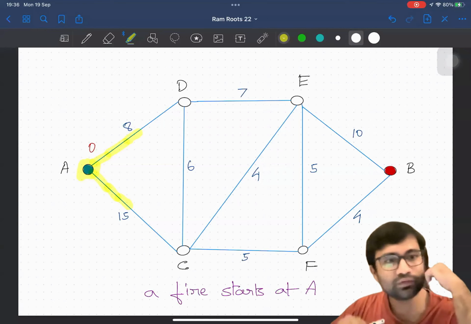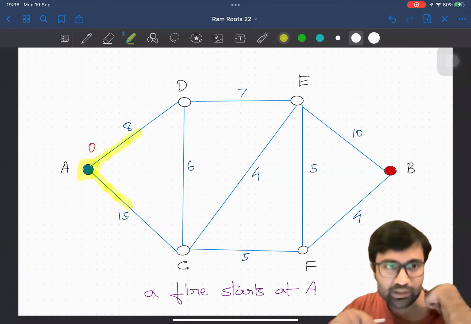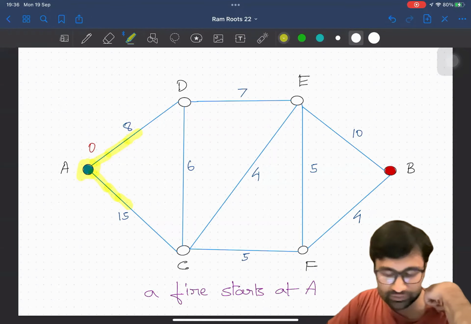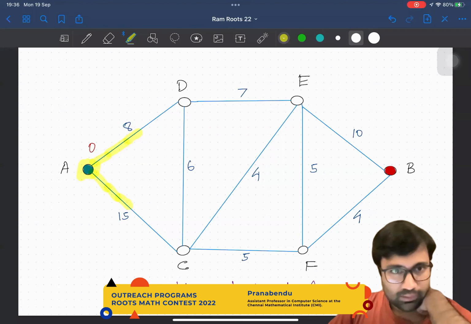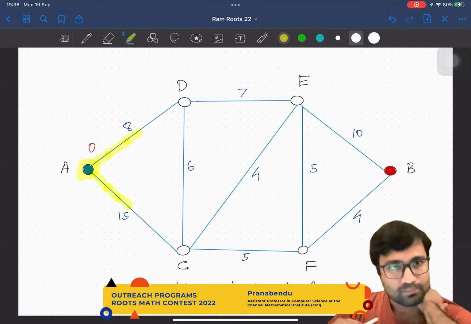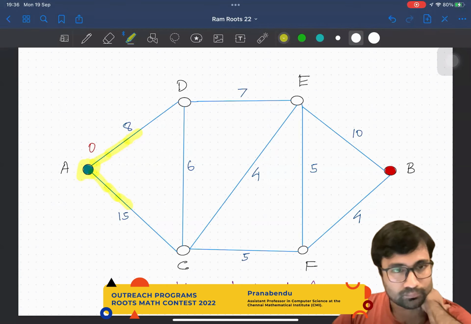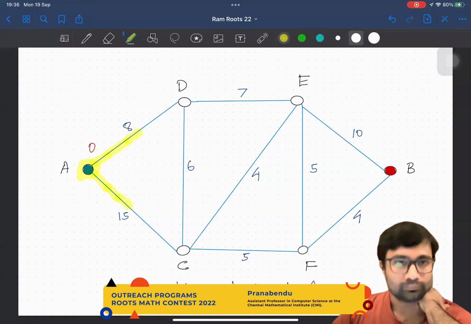But for now, let's imagine this: the fire is started at A and it's spreading through these connections, the roads that you have between A and its neighbors. So fire can go to C, right? And then fire from C it can go to three places, right? E, D, and F, right? Correct. So fire goes to D. From A it goes to D, and then from A it goes to C, and C goes to D.